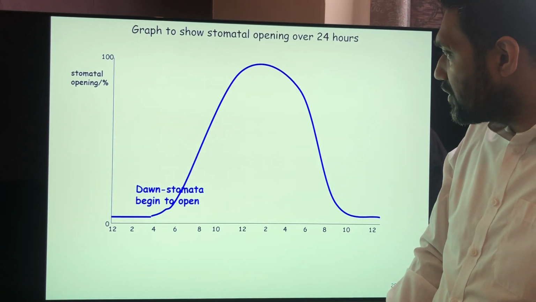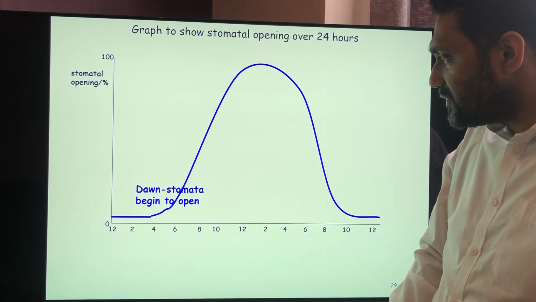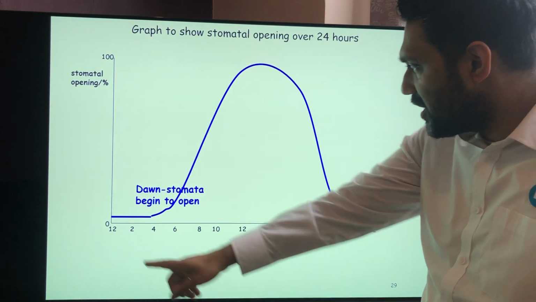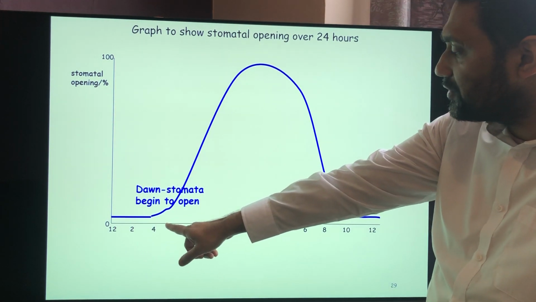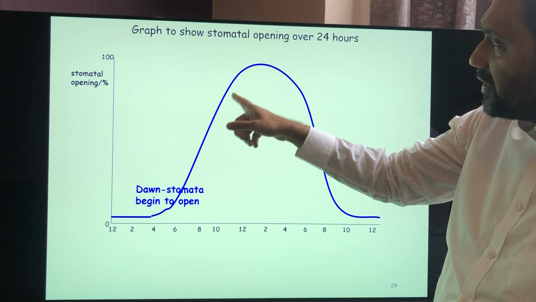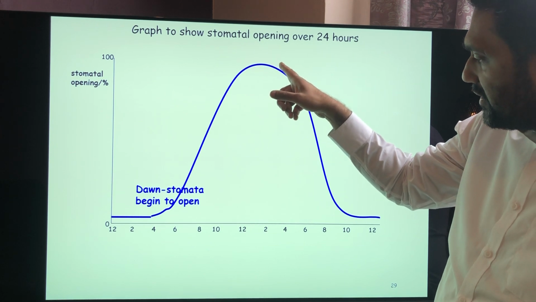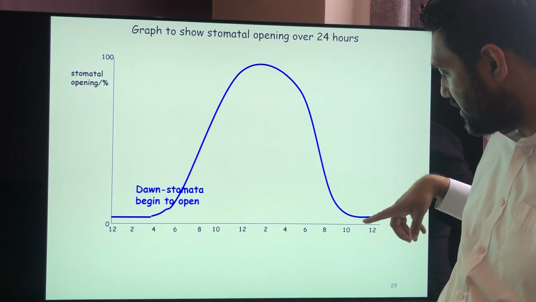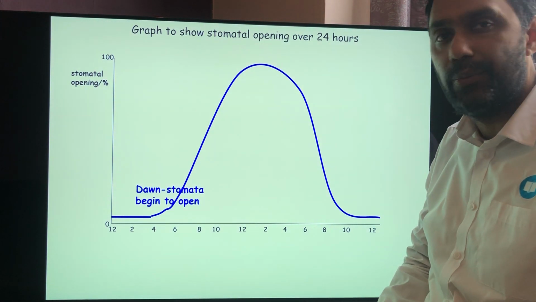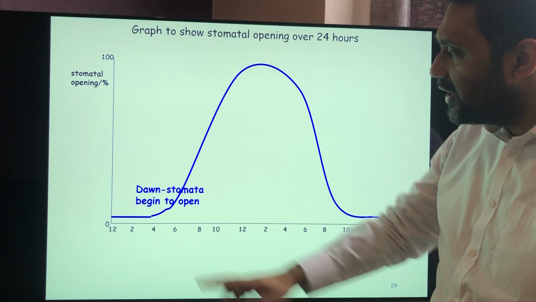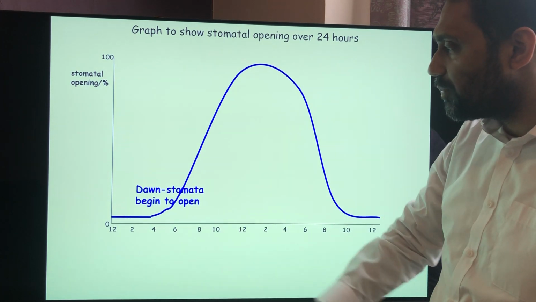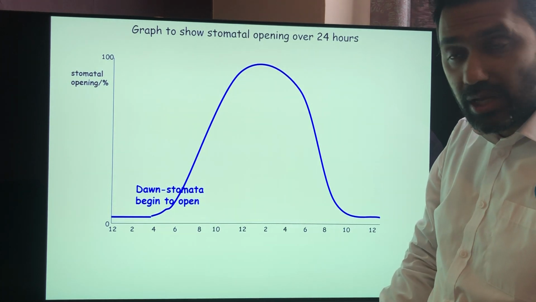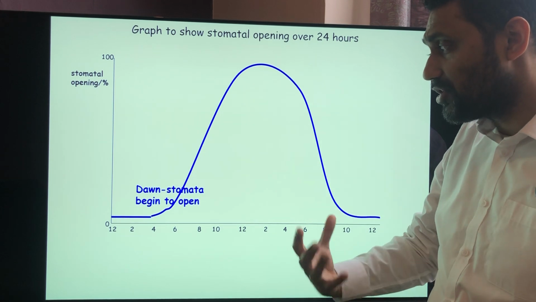So over the day then, during the night, middle of the night, stomata are closed. Why do the stomata start to open, hitting a peak around lunchtime, and then start to close during the evening, and they're all pretty much closed at night? Why do we have that shape? Well, during the dawn, they start to open. The sun is rising, stomata start to open.